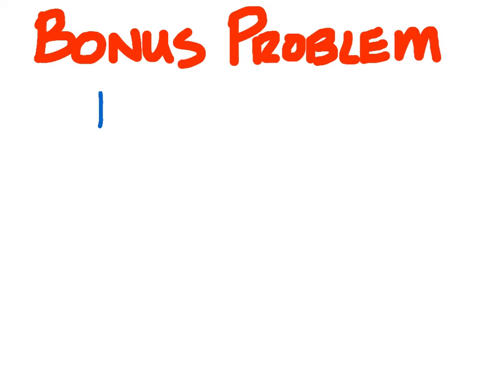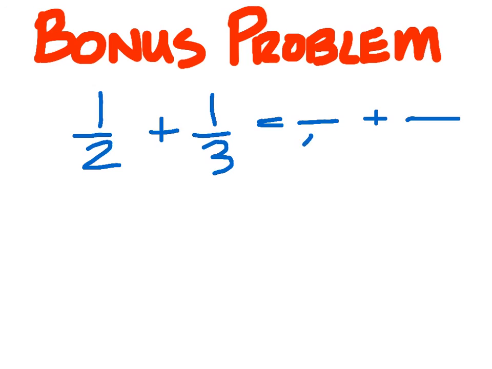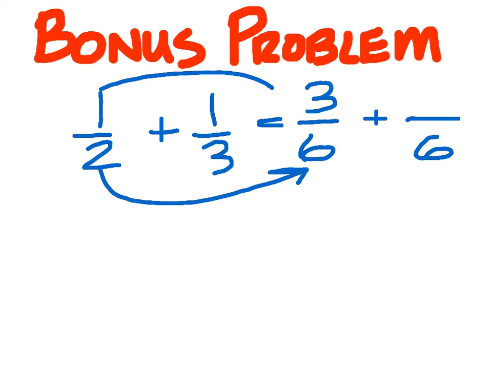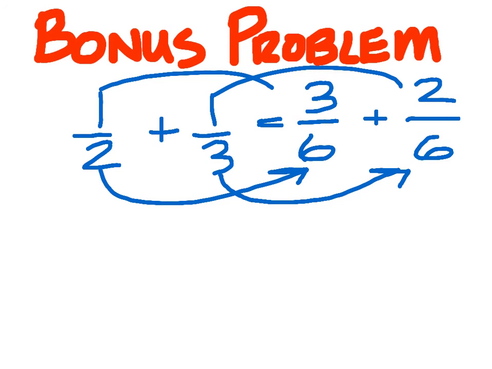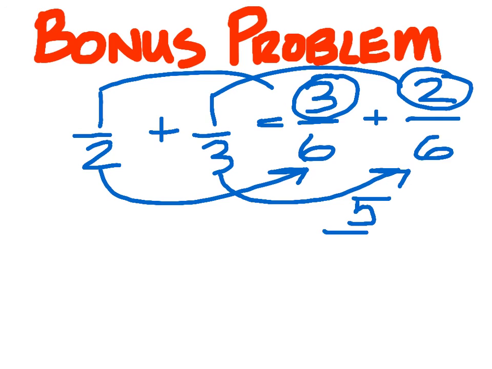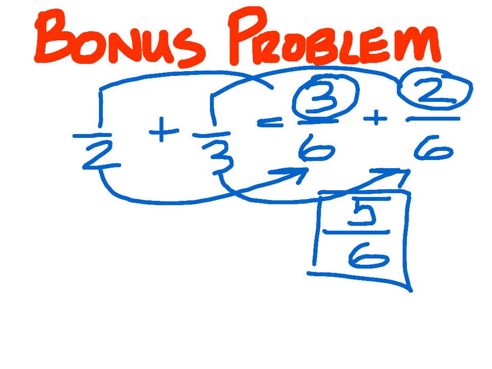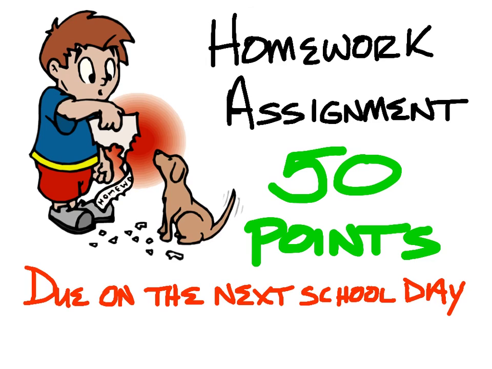Bonus problem number 2. 1/2 plus 1/3. The least common multiple for this is going to have to be 6. What am I multiplying 2 by to get there? 3. So 3 times 1 is 3. What do I multiply 3 by? 2. So 1 times 2 is 2. 3 plus 2 is 5. That's why it's 5/6. Homework assignment is coming up next.